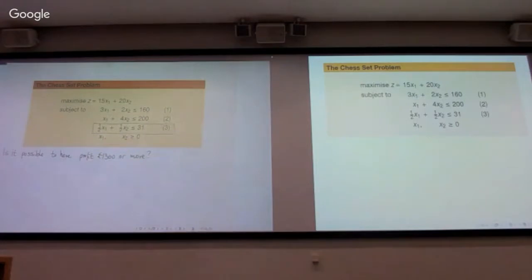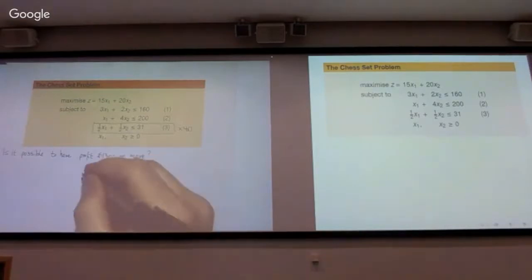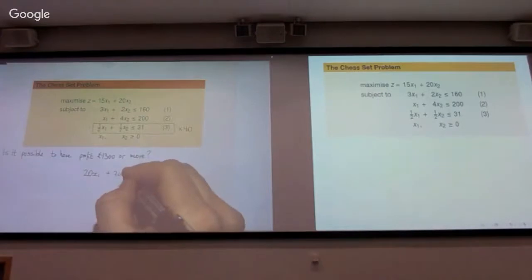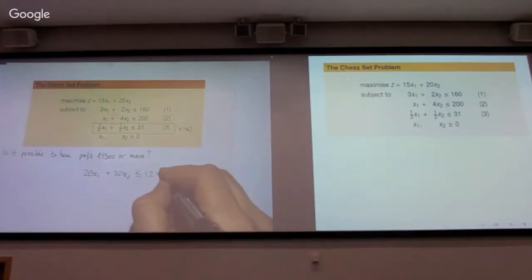If we multiply this constraint by 40, why 40? Well, because I tell you so. We get that 20x1 plus 20x2 is less than or equal to 1,240. Do you agree? Yeah?